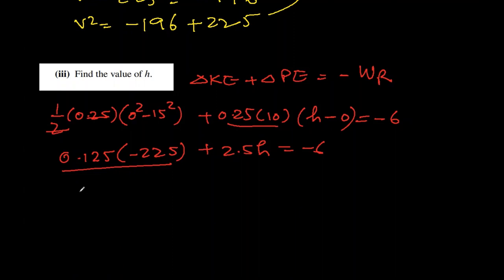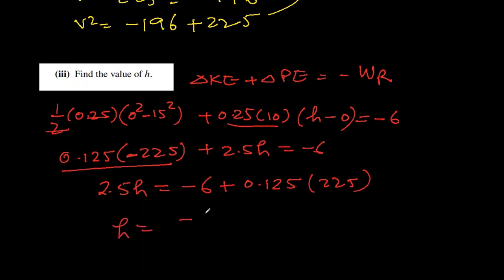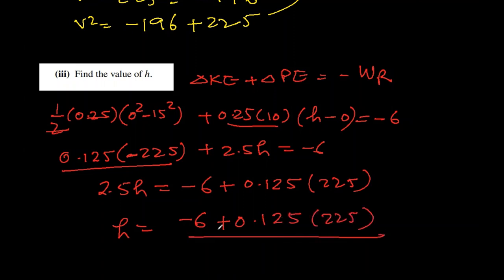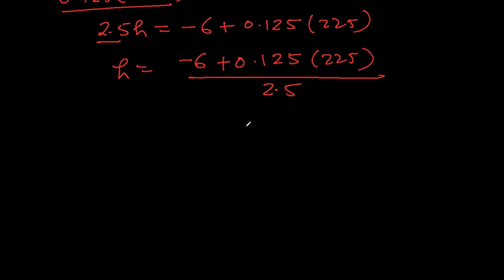Let's bring this to the other side. Because of this minus, the whole thing is minus, but when it comes to the right side, it becomes positive. 2.5h equal to minus 6 plus 0.125 times 225. H will be minus 6 plus 0.125 times 225 divided by whatever is the coefficient, 2.5. I'll put this in my calculator and get the height.